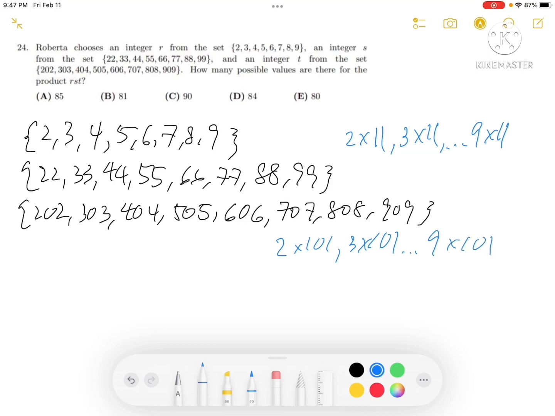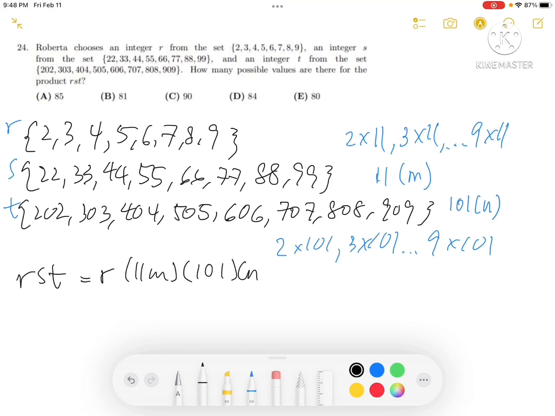Okay, now the question wants us to find possible values of the products R, S, and T. But we can express S as 11 times, let's say, a number M, and M is just a number from 2 to 9. And similarly, we can express T as 101 times N. So we can deduce that RST is just equal to R times 11M times 101N, where we can just take out the numbers because they're constants.